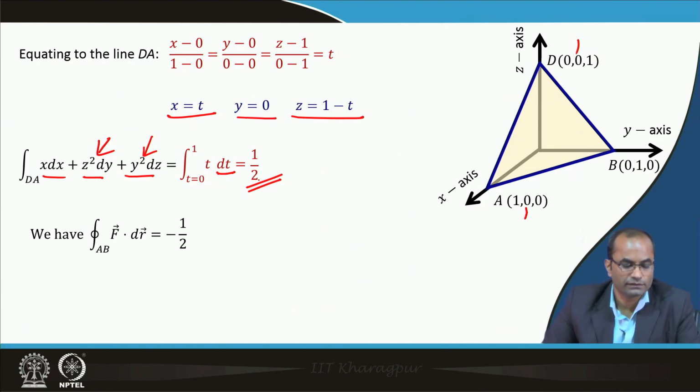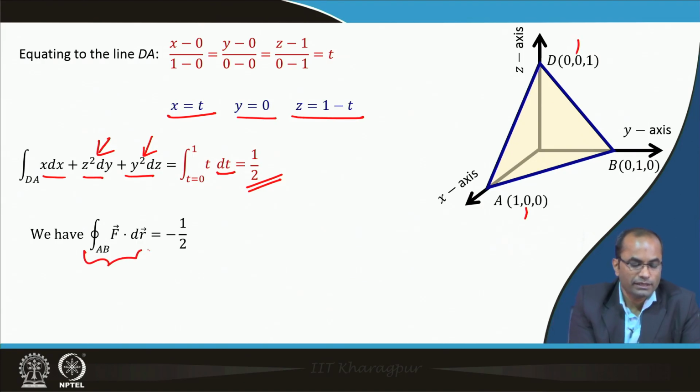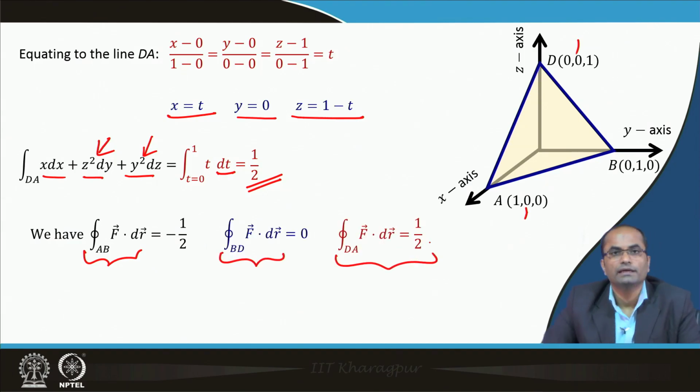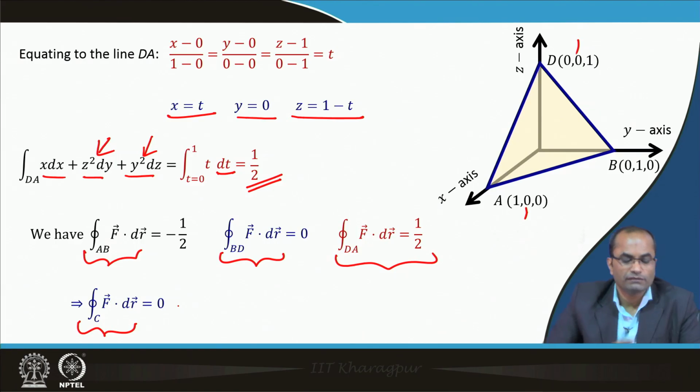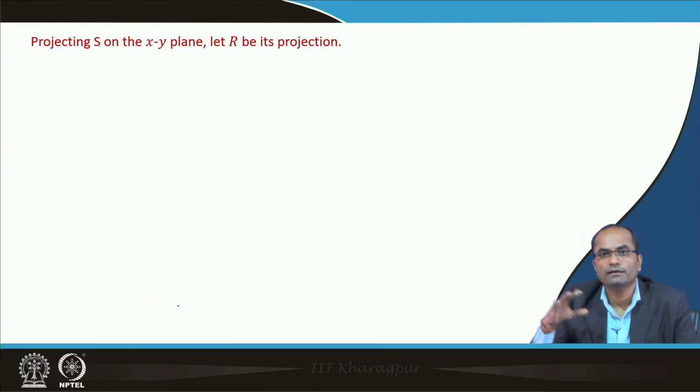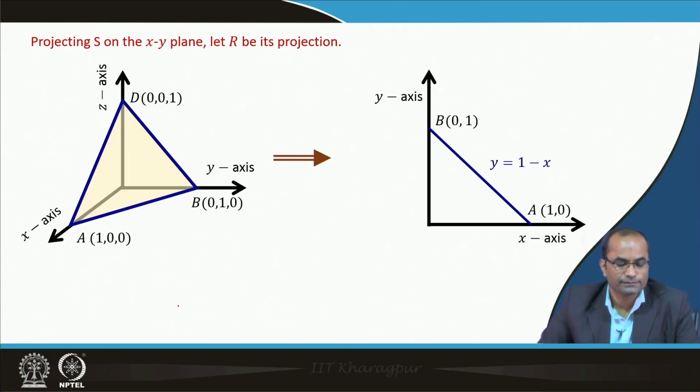So, we have computed all three integrals. Along AB the value was half, along BD it was 0, along DA it is half. So, if we add all three to get the complete curve integral, the value is coming as 0. And now, to verify, we have to project the surface, the triangle, into one of the planes.